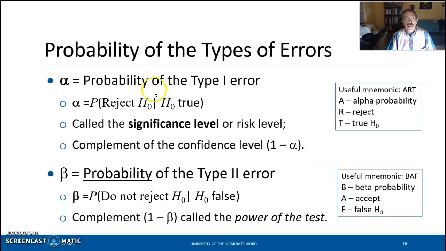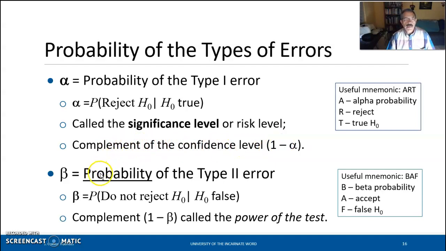Also, there are probabilities associated with each of these errors. So alpha is the probability of the type 1 error. That is the probability of rejecting the null hypothesis given that the null hypothesis is true. This is the significance level, or sometimes called the risk level. And as you can remember from Module 7, this is the complement of the confidence level.